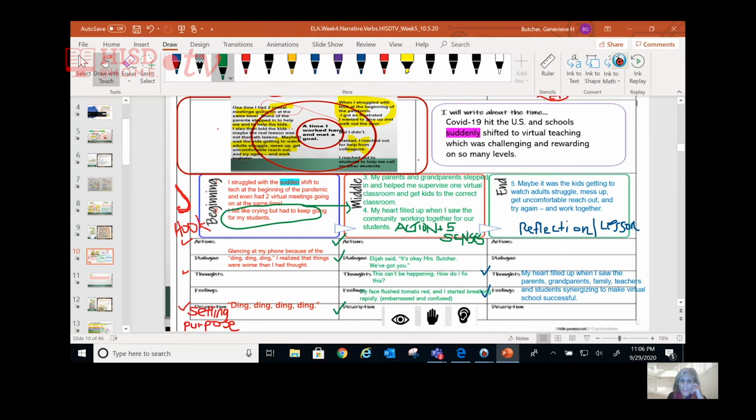My heart filled up when I saw the community working together for our students. Okay, this last sentence definitely needs to go to this memory one, because the third section, which we had talked about before, is about the reflection and the lesson, and this doesn't have to do with the action and the 5 senses. So just like we did in our warm-up today, we talked about how things looked. How did someone look frustrated? Well, now we need to add that in.